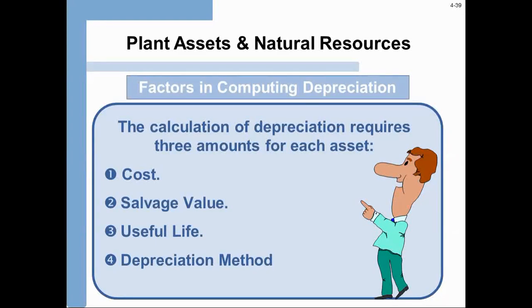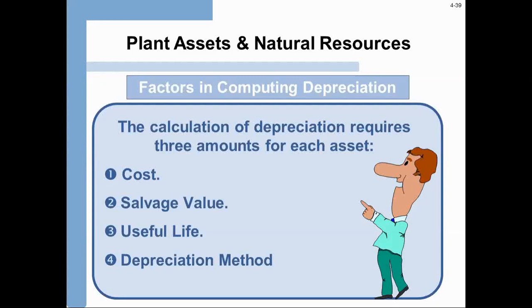Useful life of the asset can be in the number of years. It can be in terms of total units of production. Useful life can also be with reference to the total number of working hours of the machine. And then comes the depreciation method.